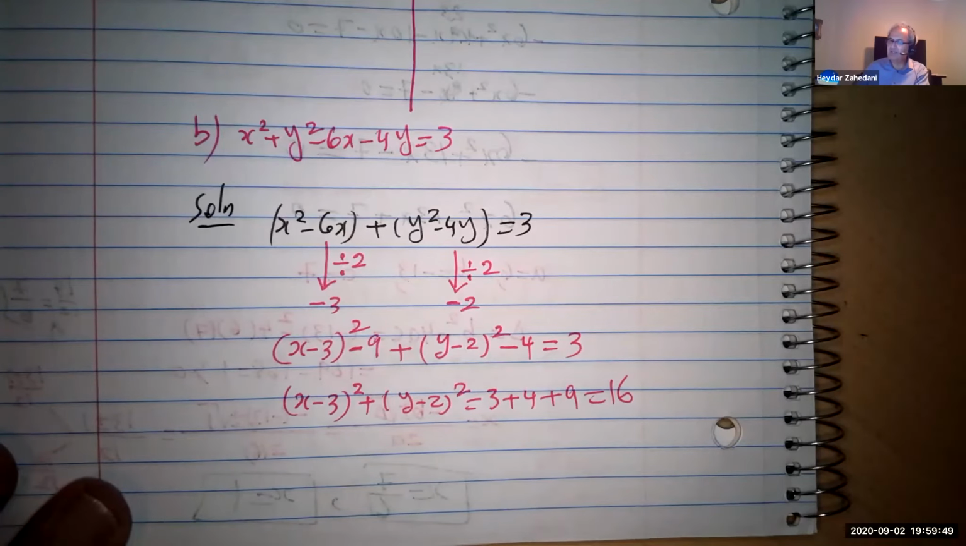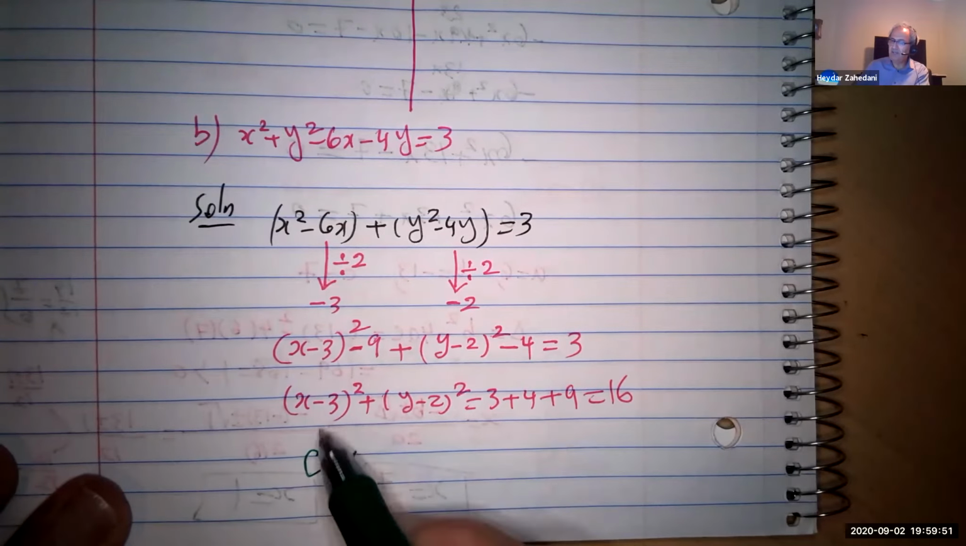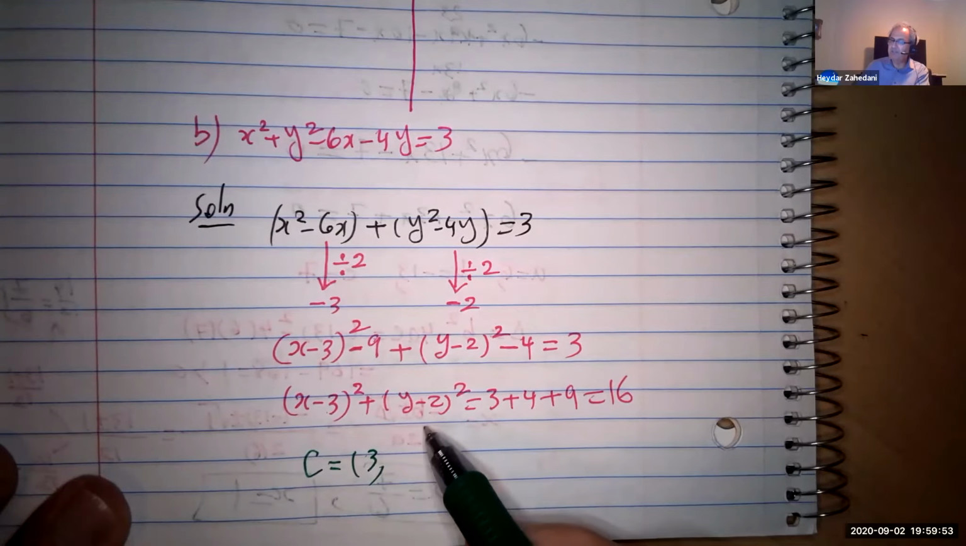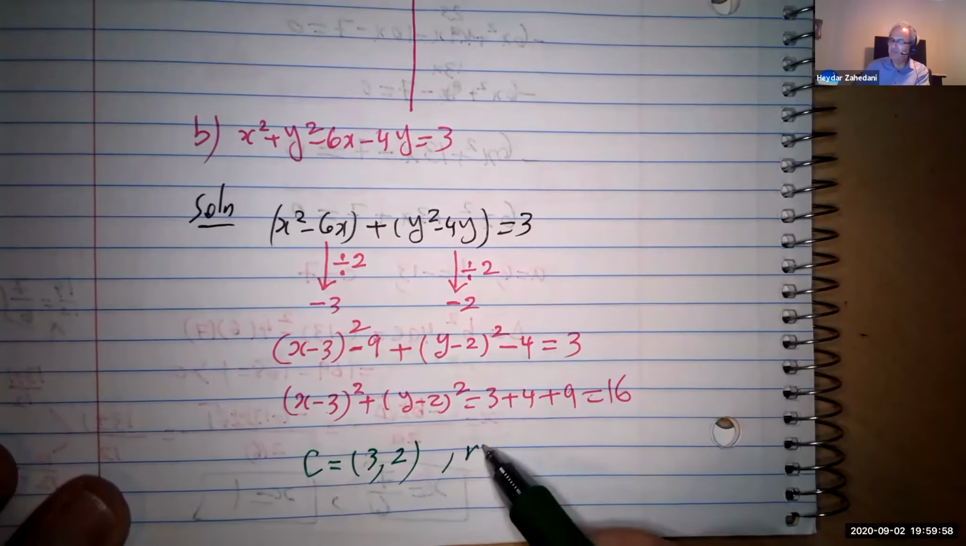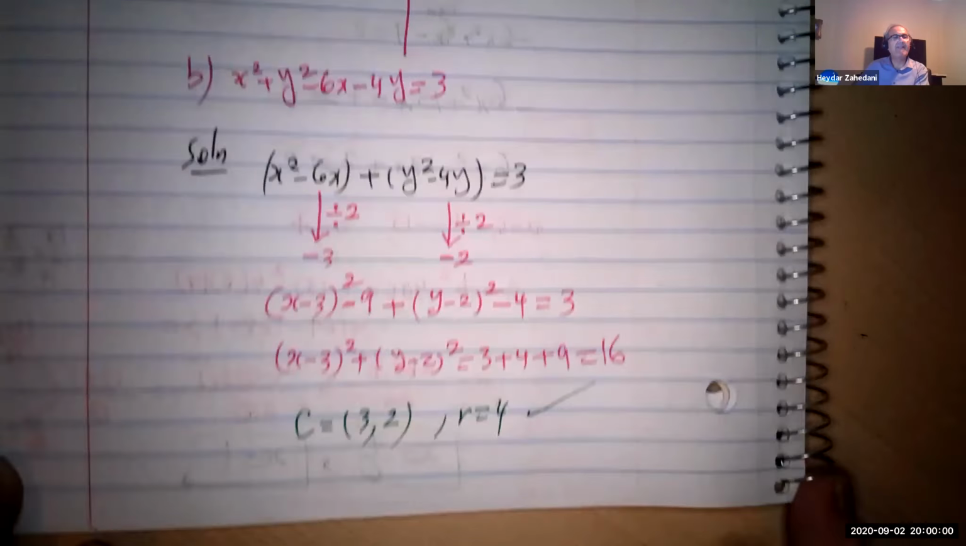Okay, so there you are. Center, opposite sign 3, opposite sign 2. That's the center. Radius 4. You're done. Any question?